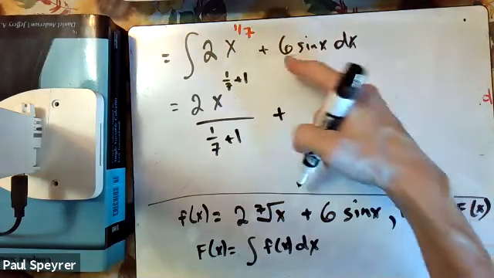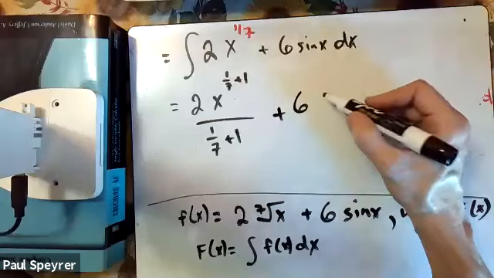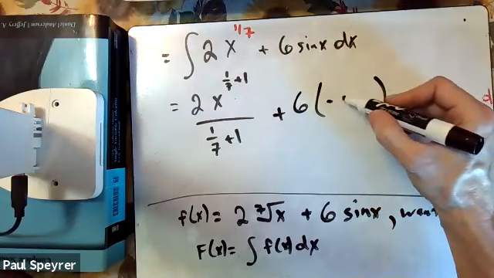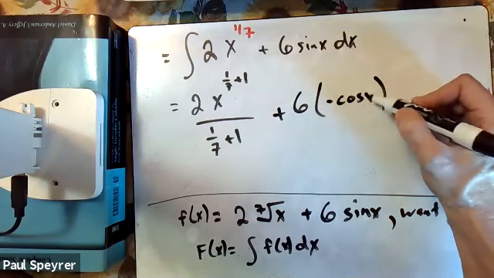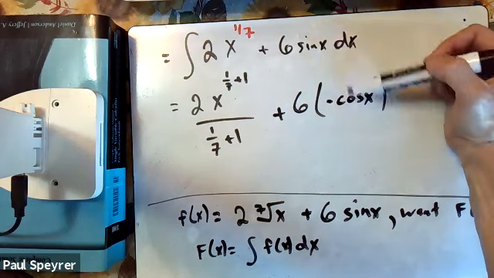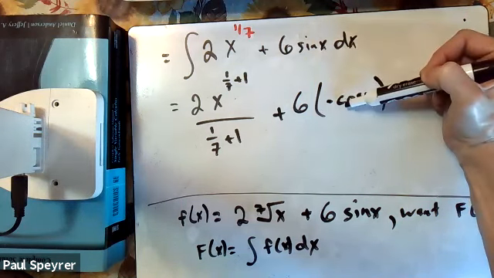What is the antiderivative of 6 sine of x? Well, I'm going to drop the 6 down for now. But what's the antiderivative of sine of x? Remember, it's negative cosine of x. Be careful because the derivative of sine of x is cosine of x, but the antiderivative of sine of x is negative cosine of x.